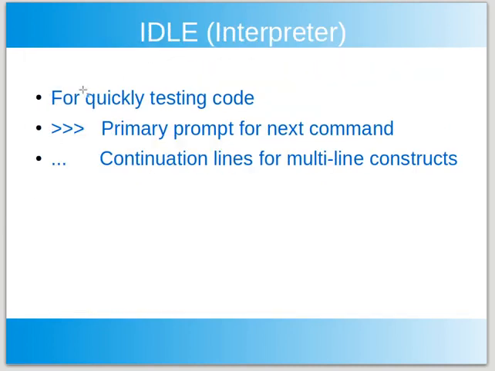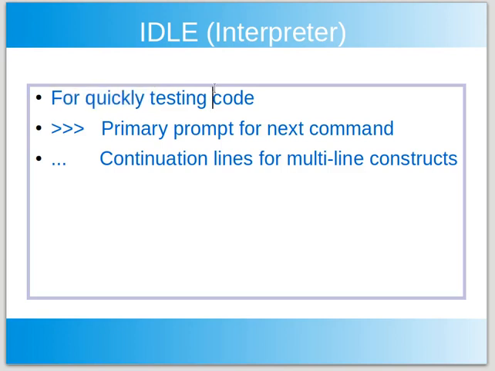IDLE, the interpreter for Python, is for quickly testing code. If you've got something you want to check real fast to see if it works or not, you can just go in that rather than opening a new text editor, saving all that, and waiting for IDE times to load. The three triple arrows are the primary prompt for the next command, and then you have the ... for the continuation lines for multi-line constructs like if, while, and for loops, and all that kind of stuff.